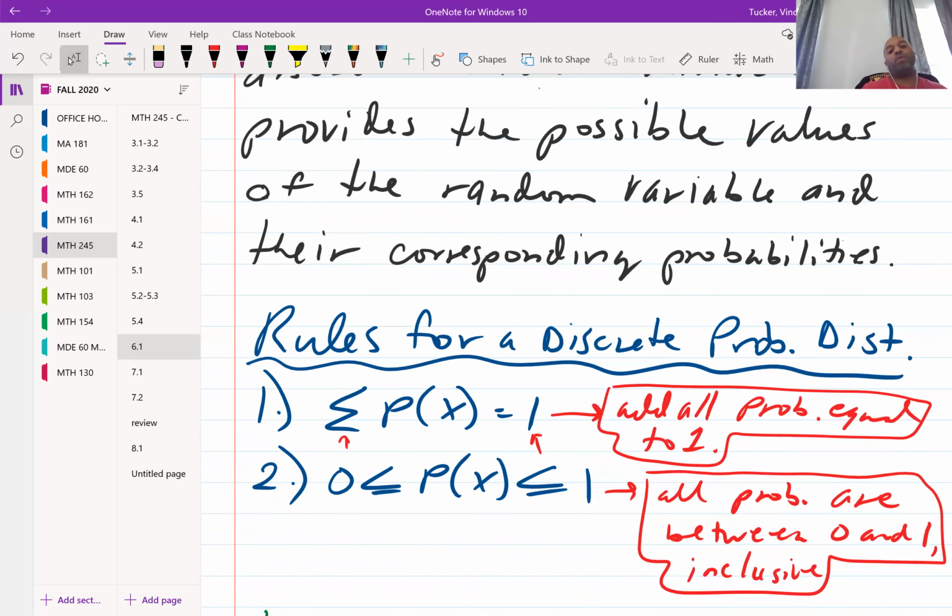All right, so we have 2 rules for a discrete probability distribution. First, when you add up all the probabilities, they're going to equal 1. Second, all the probabilities should be between 0 and 1 inclusive. We talked about both of those distinctions, or rules, before.